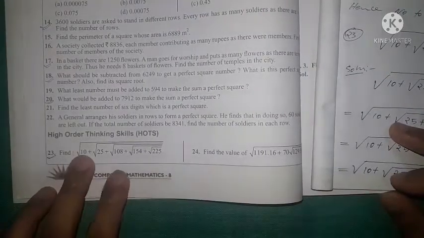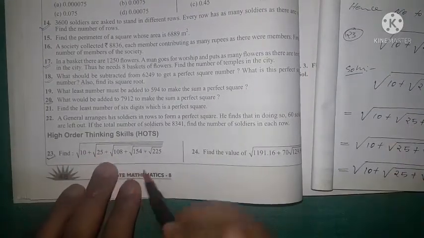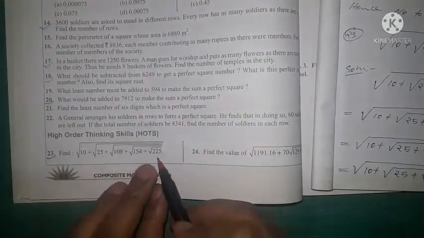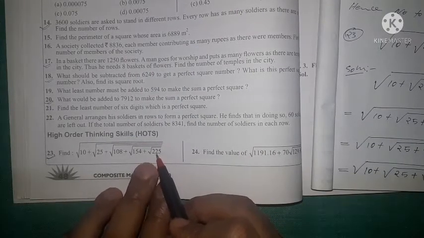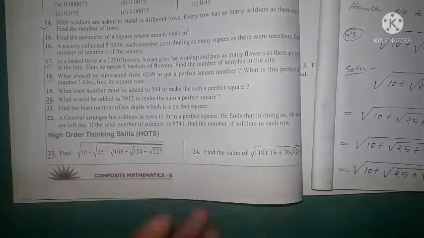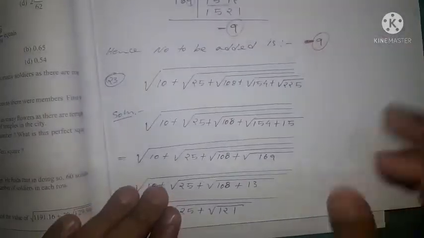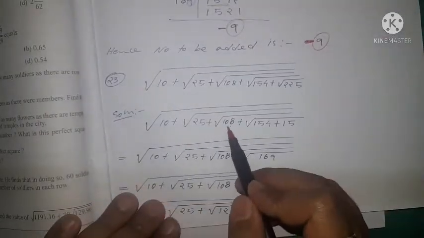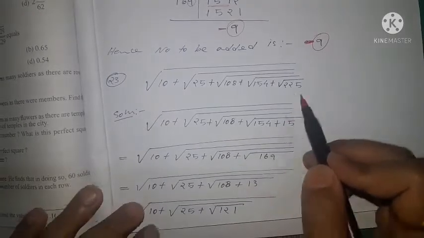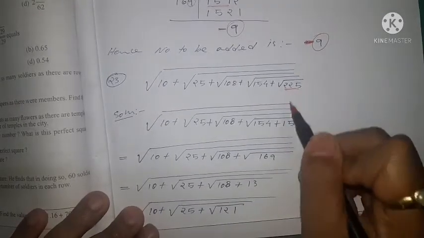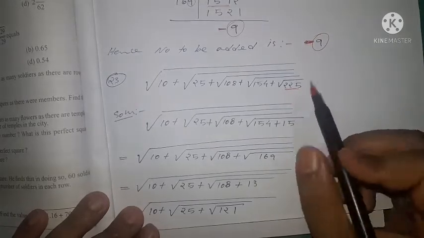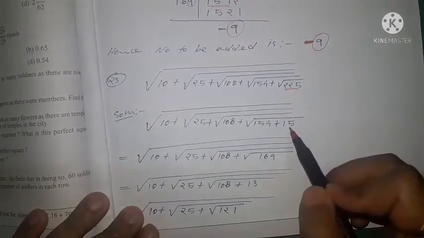So let's move to the next question, that is 23. Here there is a nesting of roots. So we start from the square root which is given inside and gradually go outside. Let's take the question. It is given 10 plus 25 and again 108 and 154. In place of root over 225, we can write 15, because 15 square is 225. So root over 225 is 15.